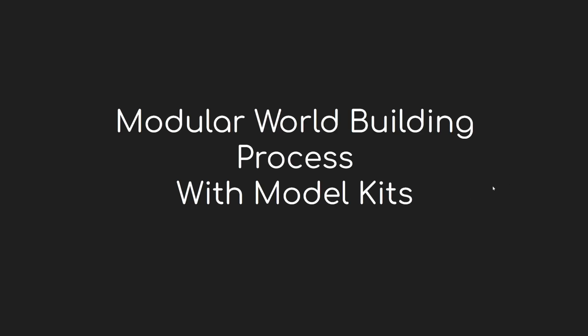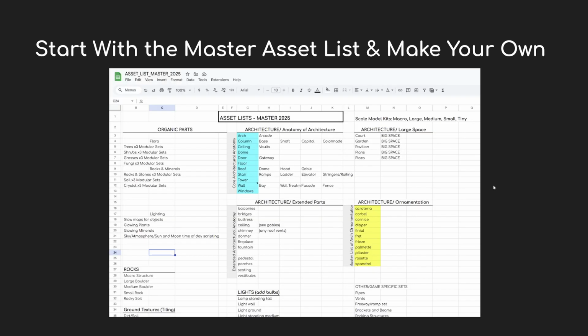Okay, welcome back. We're going to look at modular world building process with model kits. For this particular segment, we're going to start off with a master asset list that you can make your own. So this is hyperlinked. You can see the cursor turns into a hand over here.